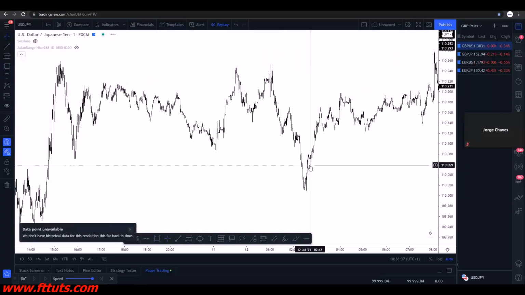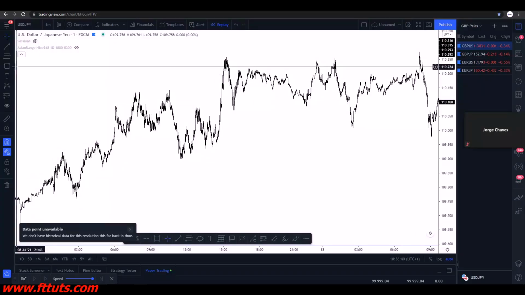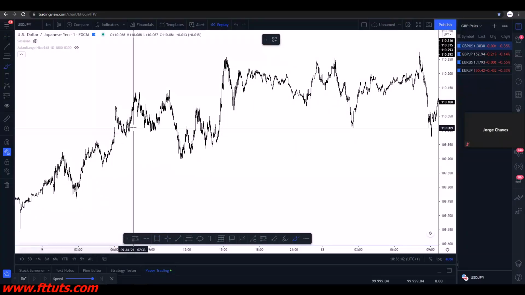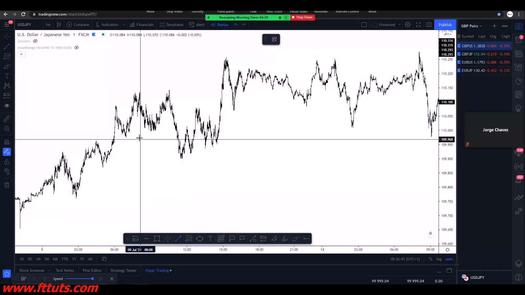But yeah, let's go like right here. This is a good example. So right here, basically, UJ, we created some liquidity over here, right? You see that liquidity?